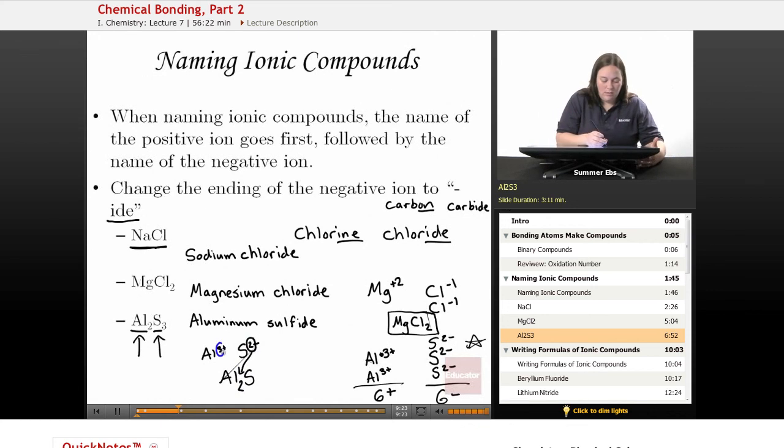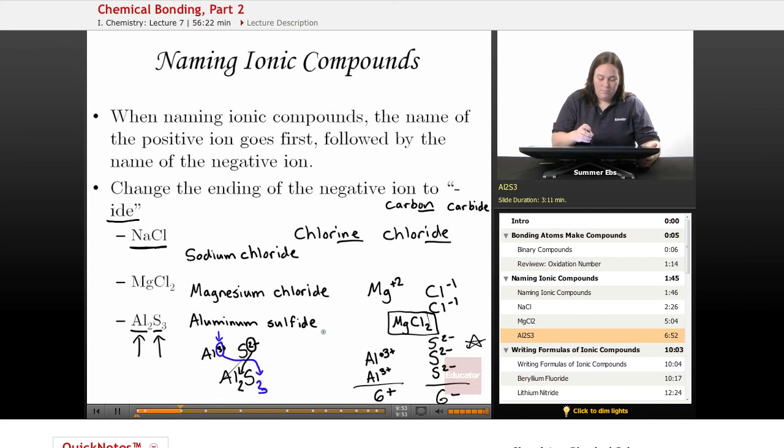So let me just change colors so you can see this better. This 3, the number, not the charge, just the number, the oxidation number of 1 becomes the subscript of the other. So the 3 used to go with aluminum when it was a superscript oxidation number. Now it's the subscript for the sulfur. The 2 used to go with the sulfur as the oxidation number, and now it's the subscript for the aluminum. I'm sorry, this is a 3. I just drew it wrong, but I wrote it the right way. So that's how you get your Al2S3, creating a neutral compound.